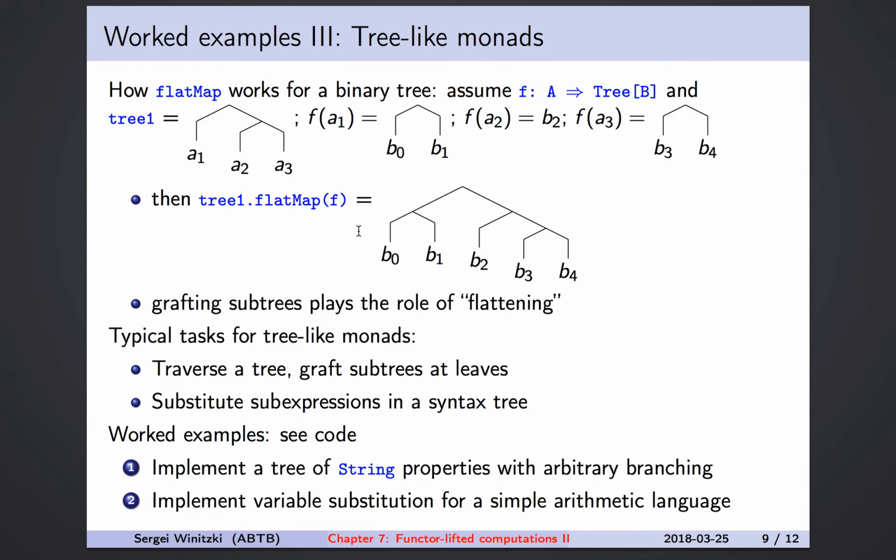So then what the flatMap is supposed to do, it's supposed to replace A1 with this subtree. So instead of A1, we'll have this subtree. A2 with B2, so that's this replacement. A3 is going to be replaced with this subtree. So A3 used to be here. Now it's this subtree. So this is the result of applying flatMap to tree-like monads. It grafts subtrees in places of leaves. That plays the role of flattening.